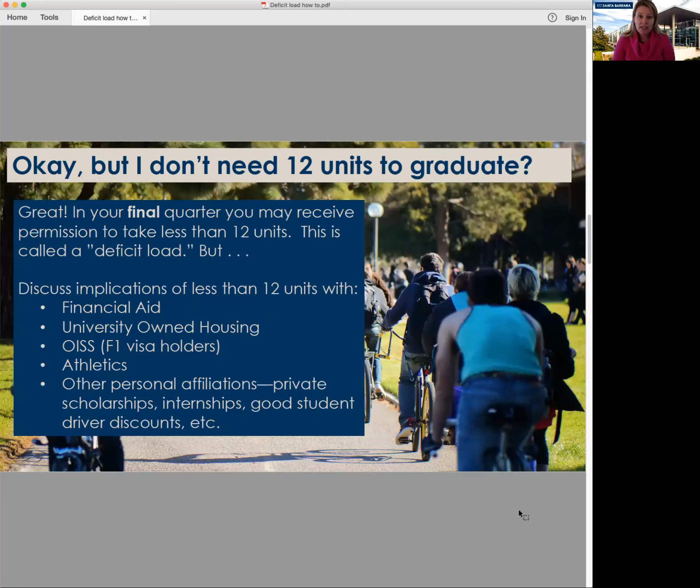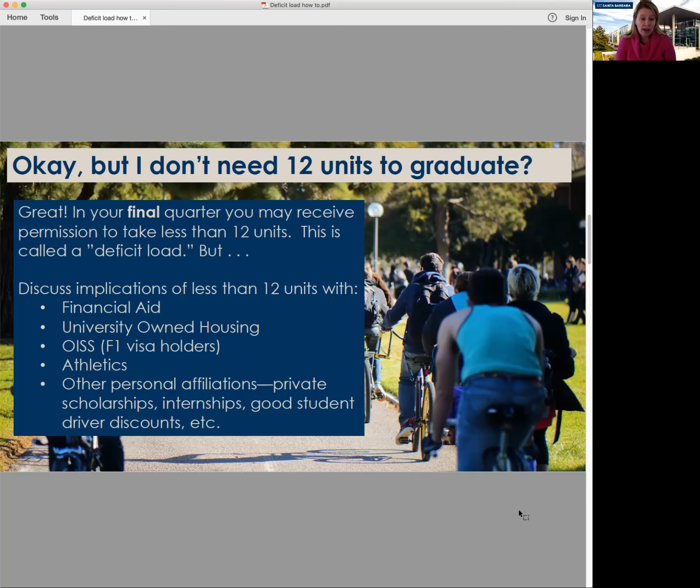So when a student is in their final quarter and they notice that they don't need 12 units to graduate, they may ask if they can drop below 12. And I have good news. That is one of the situations where, if you are in your final quarter and you are graduating, you may receive permission to take less than 12 units. It's called a deficit load.